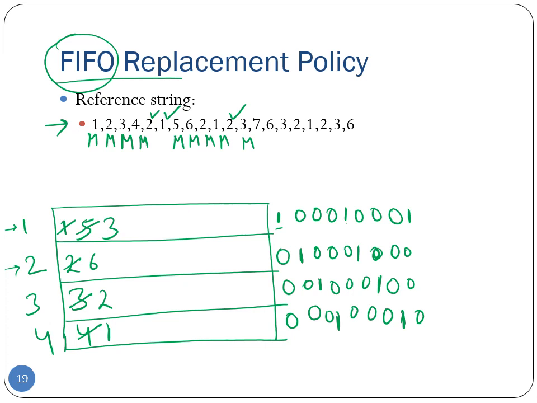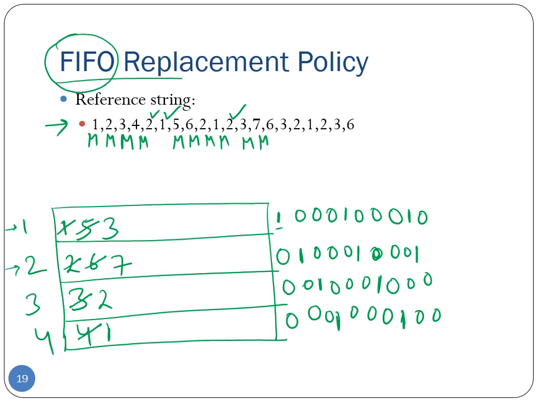7 is not present in the cache, so this is also a miss. And now we have to evict the oldest entry, which is line number 2 in this case. Let's evict 6 and bring in 7 over here and update the entry strings. So mark 1 here and 0 everywhere else.